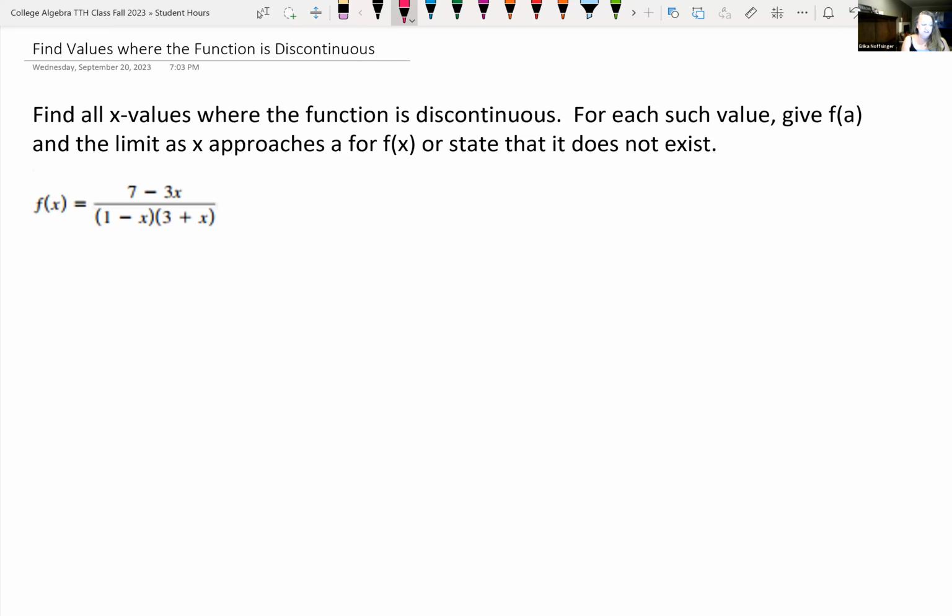Since our function here is f of x equals 7 minus 3x, all over the quantity 1 minus x, times 3 plus x in the denominator, we have a rational function, and so we need to be worried about values which set our denominator equal to 0. It's undefined at these values, and so this is where it's going to be discontinuous.